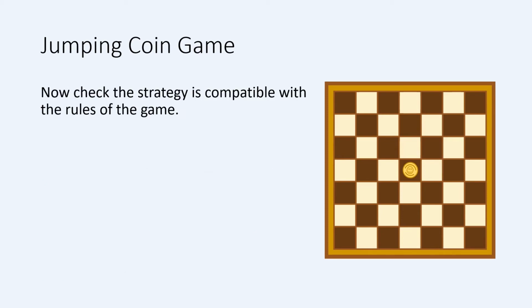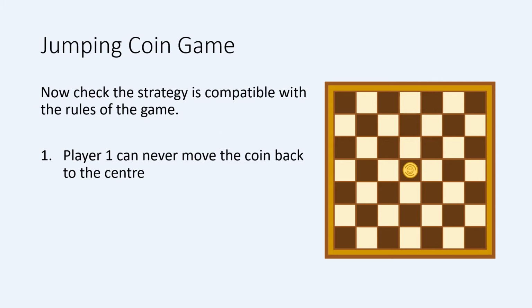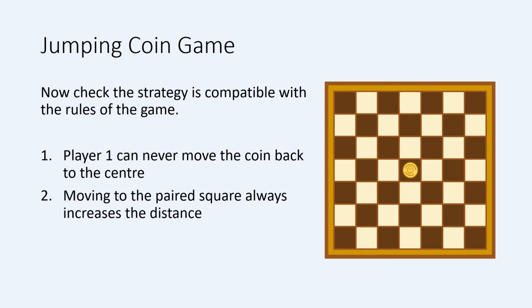For this, we need to check two things. Firstly, that player 1 can never move the coin back to the centre, because then there will be no paired square for player 2 to move it to. And secondly, that whatever move player 1 makes, player 2 will always move the coin further by moving it to the paired square. The first point is easy.